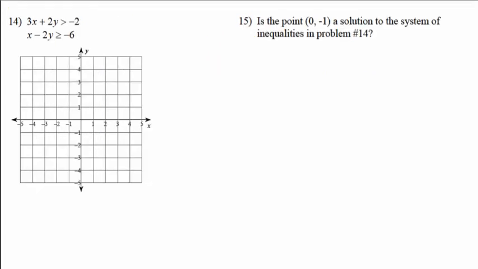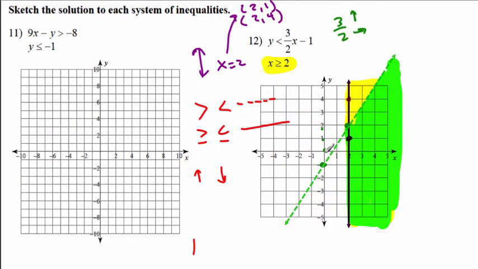Let's go to the next type of question. Okay, is the point 0, -1 a solution of this here? They're asking about 14. Let's go back and look on this one. 0, -1. It's on the dotted line, but no, remember the dotted line is not part of the solution. Only the solid line is.